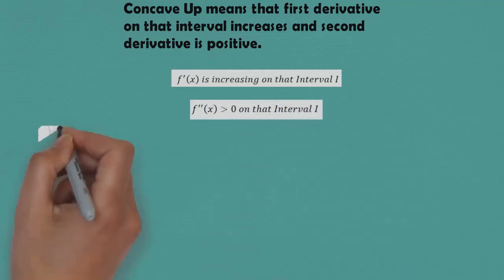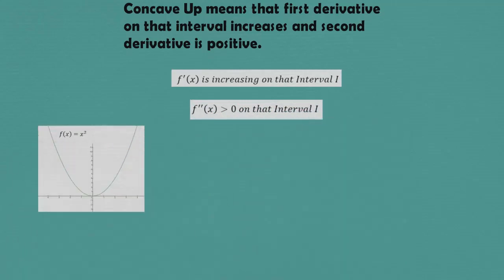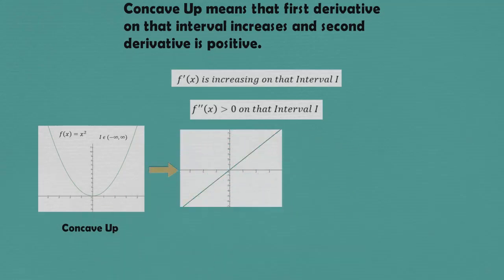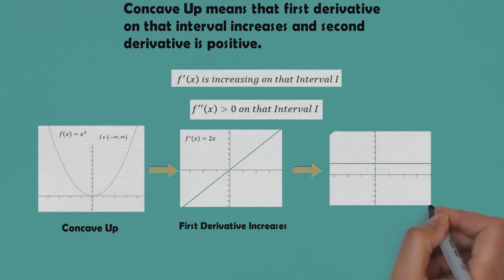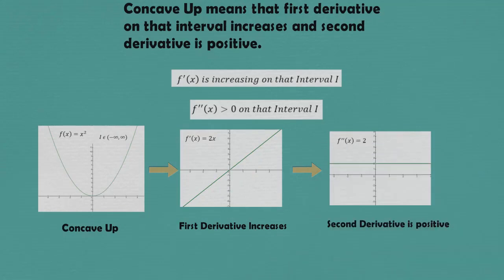For example, consider the function f of x equal to x square, a parabola opening upward, which is concave up on the interval from minus infinity to infinity because its first derivative, which is equal to 2x, is increasing on that interval. That is, it is going upward as x increases, while the second derivative is positive on that interval. Here too, if one of the above conditions is satisfied, the other condition automatically gets satisfied. So that was about concavity.